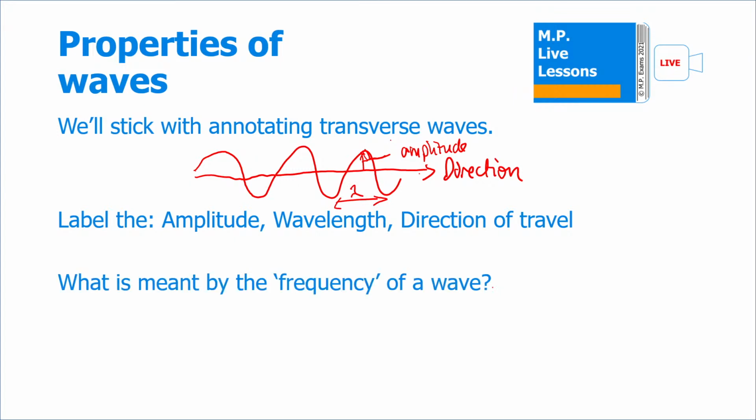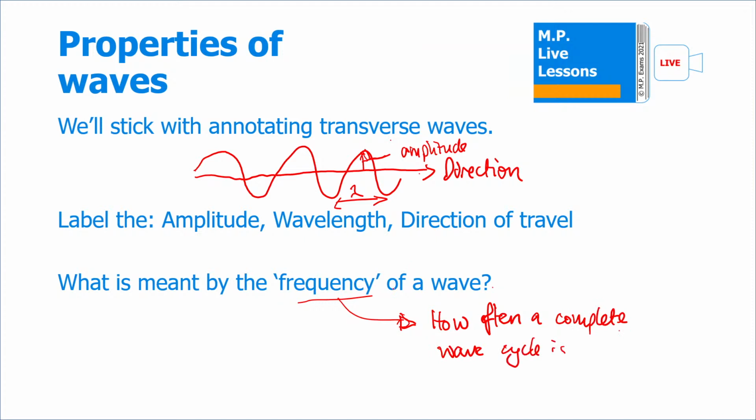Now, what's meant by the frequency of a wave? So frequency is how often something happens. This is actually how often a complete wave cycle is completed, or how many waves pass a certain point in a second.